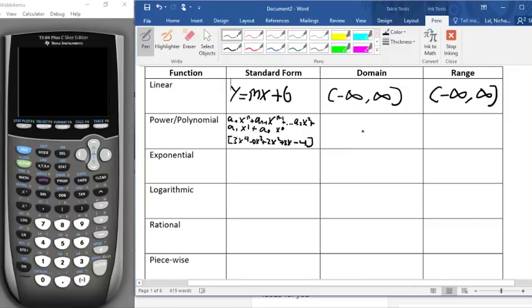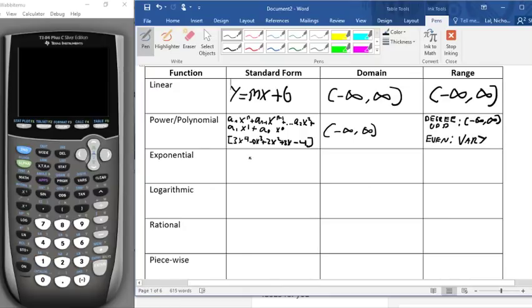So that's an example. The domain of a power / polynomial, the domain of a polynomial is always going to be all real numbers, and the range is going to be, if the degree is odd, then the range will be all real numbers, and then if the degree is even, the range will vary.